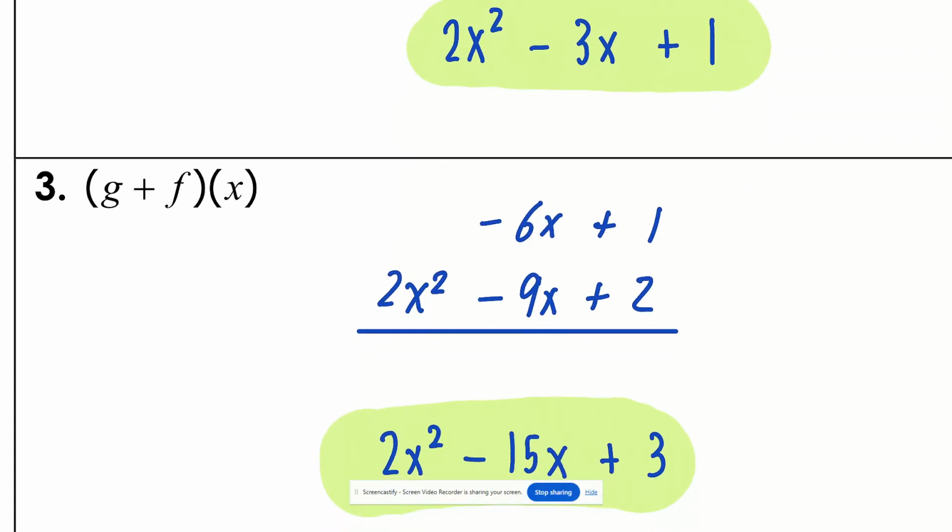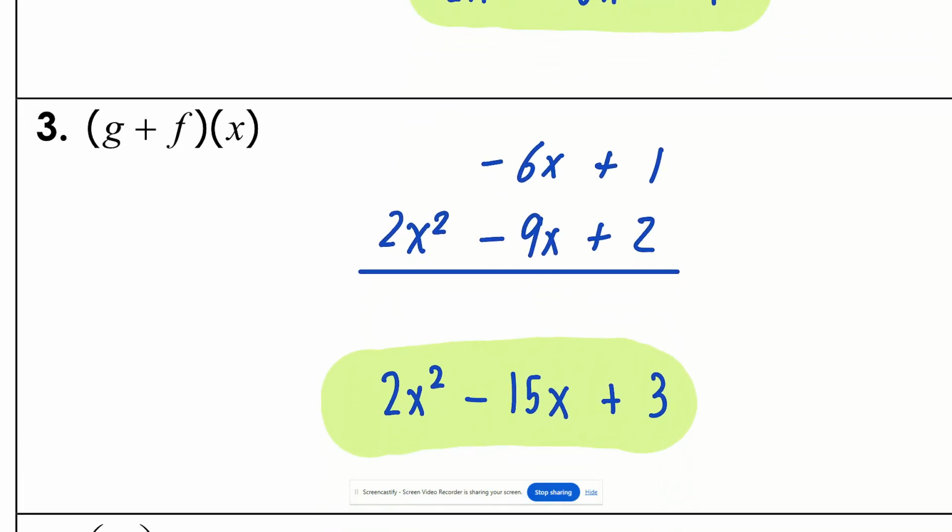Go directly below it, if you don't mind, to number 3. And on number 3, we're adding. So very simple. You're just adding those. Therefore, you're writing them exactly the way you see them as functions, and you're just combining those like terms. So our final answer here is 2x squared minus 15x plus 3.